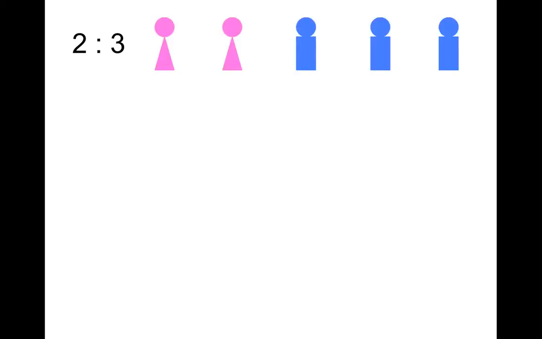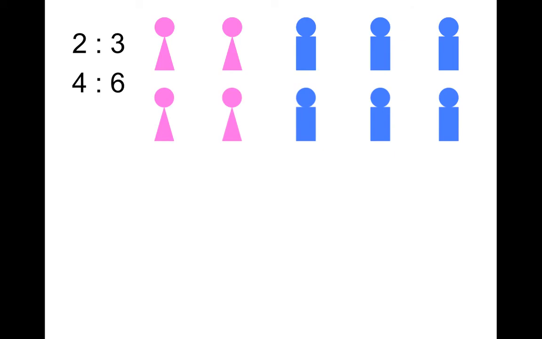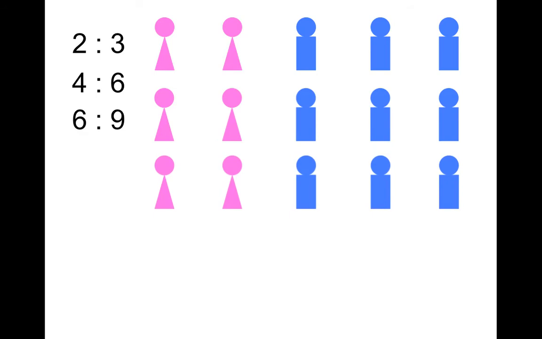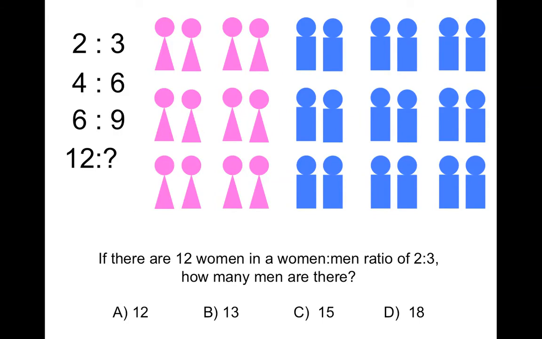If we're dealing with a female to male ratio of 2 to 3, it could be that we have exactly 2 women and 3 men. That would be a pretty small school. It could be that there are 4 women and 6 men. That's in the same ratio. If we have 6 women and 9 men, that's also in a 2 to 3 ratio. Well, what about if we have 12 women in a 2 to 3 ratio? How many men are there? There would have to be 18 men.